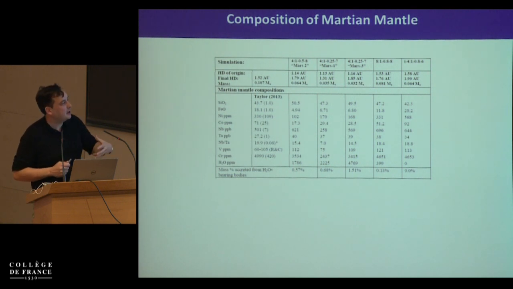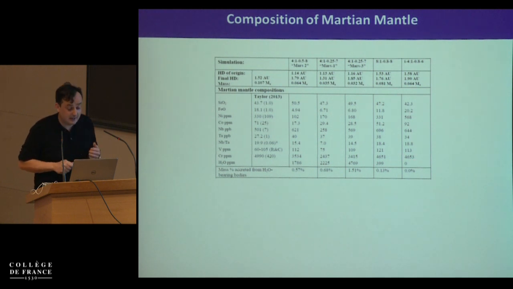And then when we look at Mars, like I said, in these Grand Tack simulations, it is a little bit chaotic. Sometimes we make a Mars that's too far in, and sometimes we make one that's too far out. And when Mars is far enough out, we get a composition for the Martian mantle which is pretty close to what people estimate for the composition of the Martian mantle. But in this particular simulation it doesn't end up with any water in it, because it interacted with enough metal that we lost all the water.